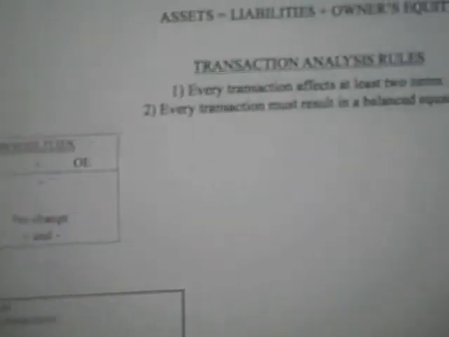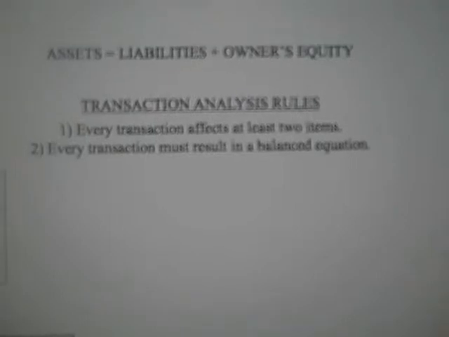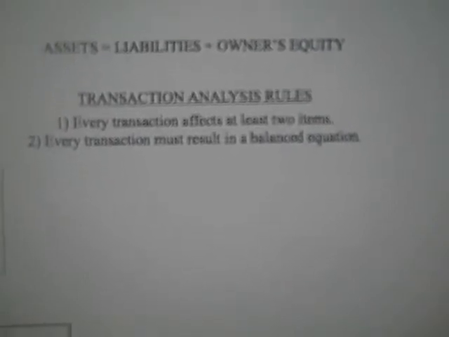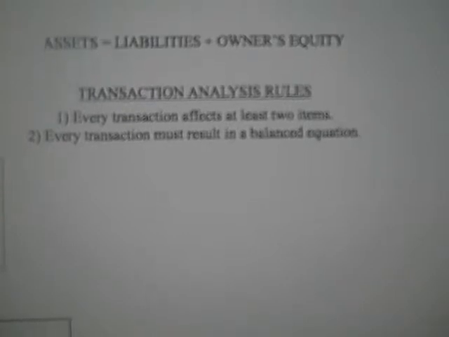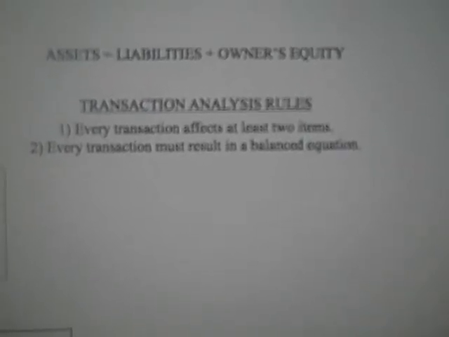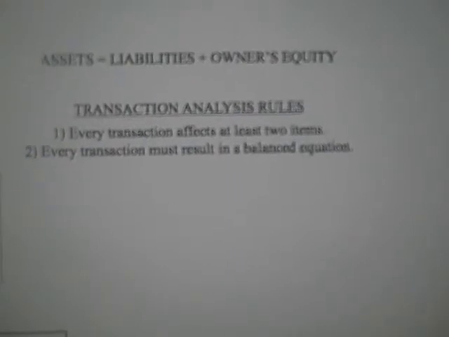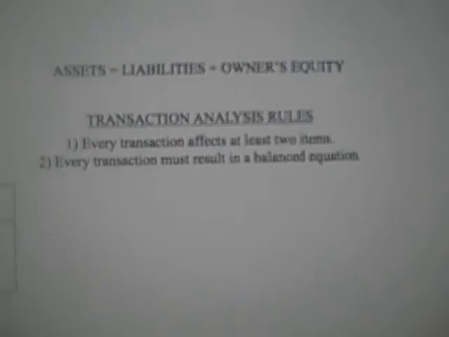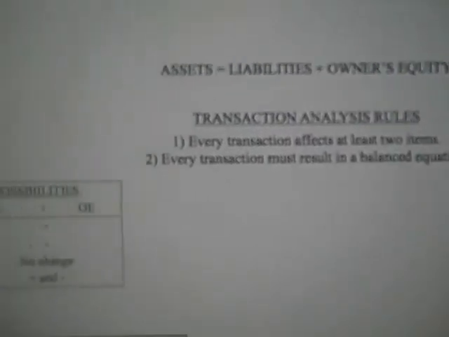Now in our first visual they start to talk about the fundamental accounting equation of assets equal liabilities plus owner's equity. And the real transaction analysis rules that you see here is every transaction affects at least two items, and every transaction must result in a balanced equation. What that means is that the numbers involved must be equal. Every increase is realized with another increase of the same amount, or every decrease is realized with a decrease of the same amount, so that the transactions are always going to be balanced.